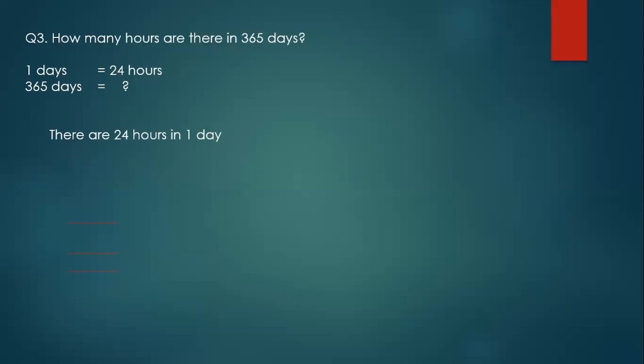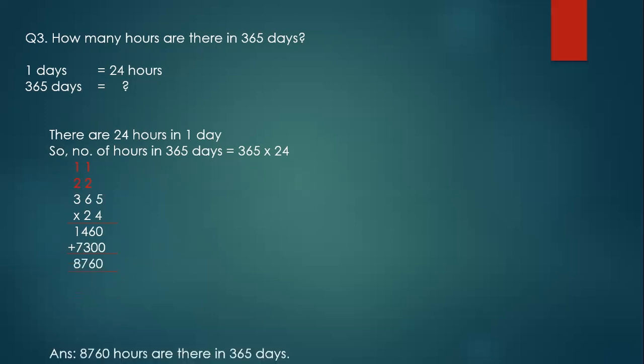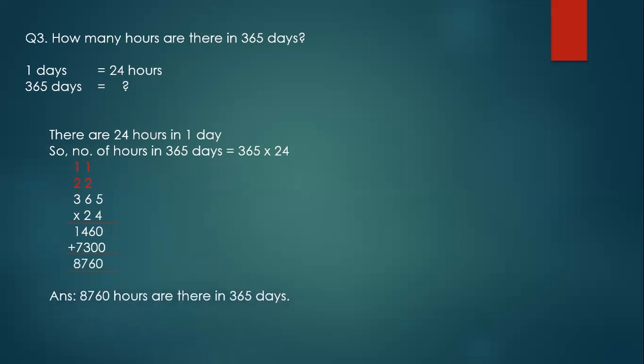Let's start writing statement. There are 24 hours in one day. So number of hours in 365 days will be 365 into 24. You will multiply both the numbers and you will get an answer 8760. So there are 8760 hours in 365 days.